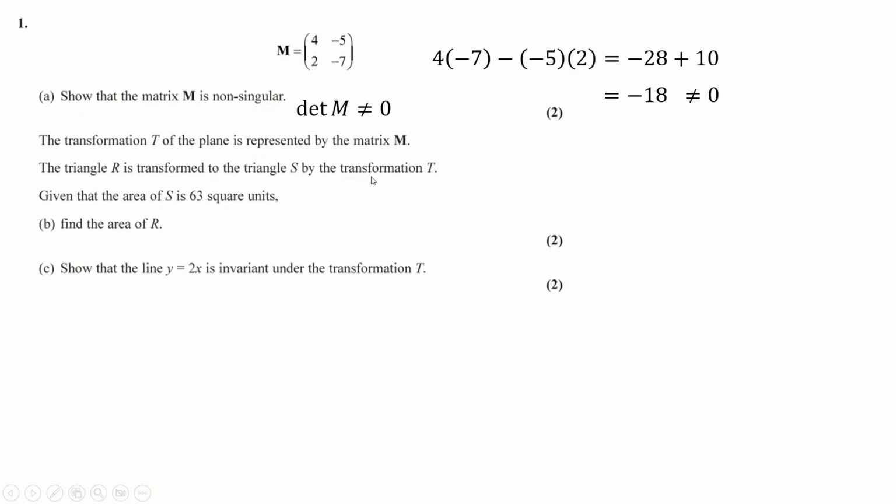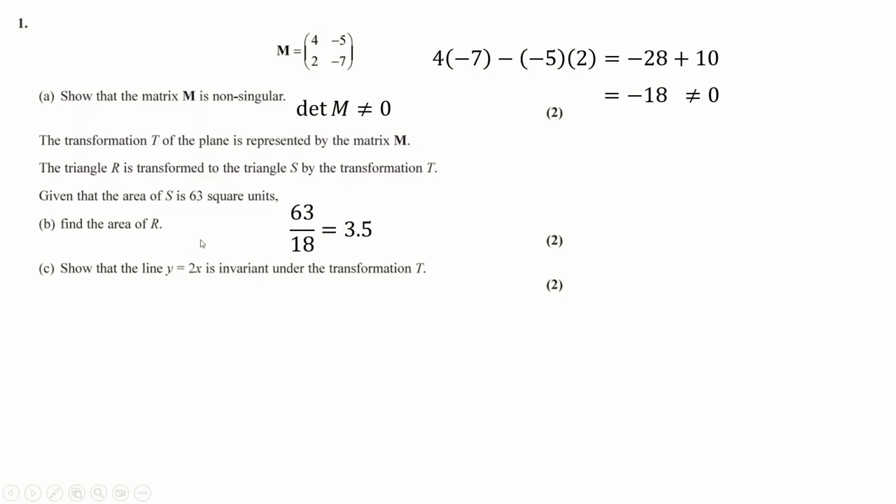Transformation of a plane is represented by this matrix here. So you've got a triangle R transformed by it. The area of the new triangle is 63. Find the area of the old triangle. Now, when you use matrices to transform shapes, like triangles, the determinant of the matrix is the scale factor. Specifically, sorry, it's the modulus of the determinant that's the scale factor. So we can just do 63 divided by 18 to reverse the scale factor and get to 3.5.